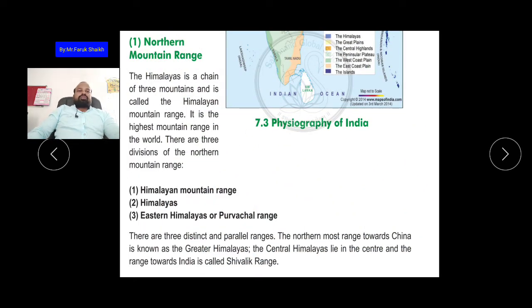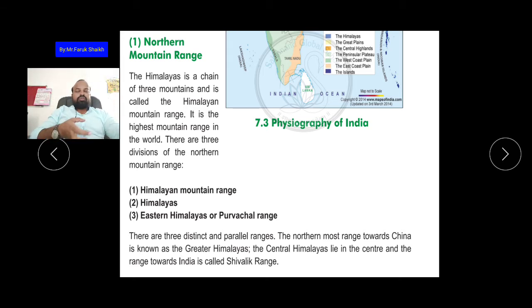Now let us start from the first, the northern mountain ranges. In the north direction is located the Himalaya. Himalaya is one mountain, and there are also so many other ranges of mountains. Himalaya is one of the mountains of these ranges.